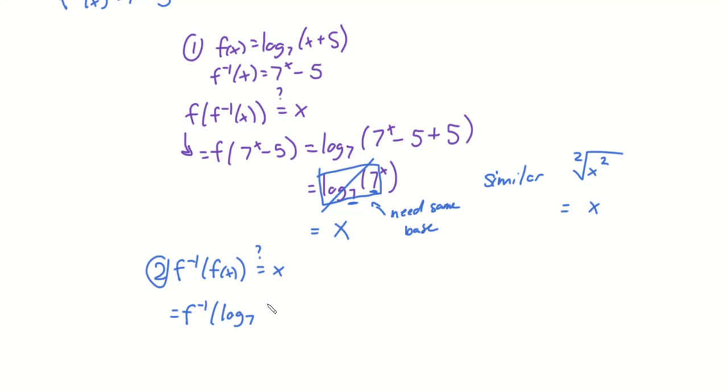Log base 7 of x plus 5. So that's what we're putting inside. We know f of x already. This is our f of x function. We're just plugging in. Now, wherever you see an x in the inverse function, you're going to plug this in. So where's my x in the inverse function? The exponent, yep. So 7 to the log base 7 of x plus 5, minus 5.